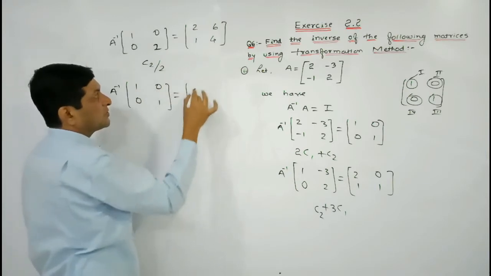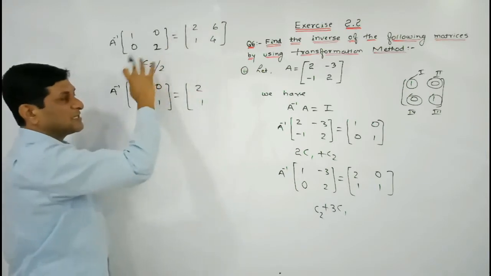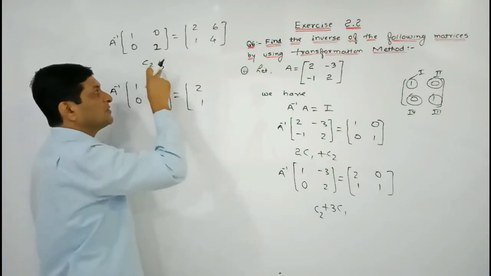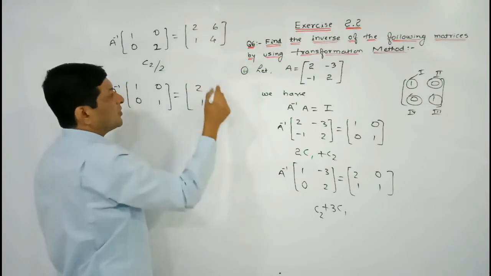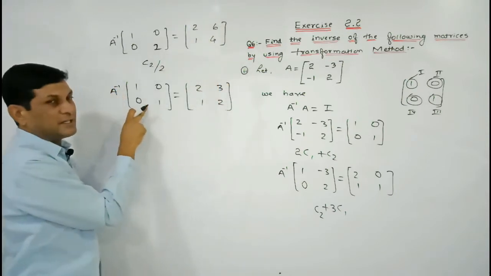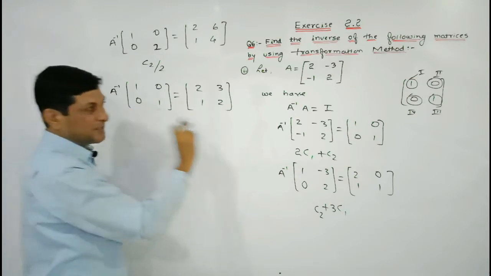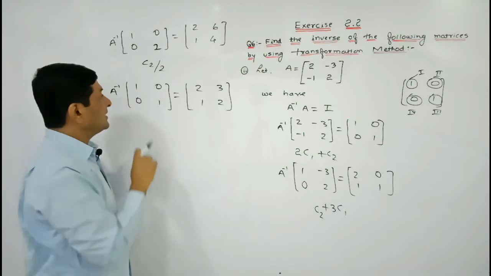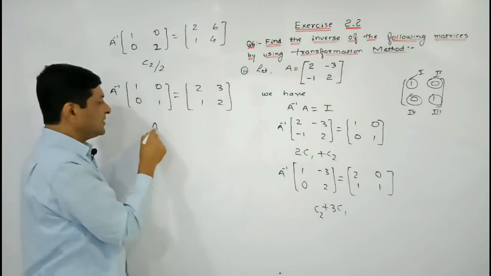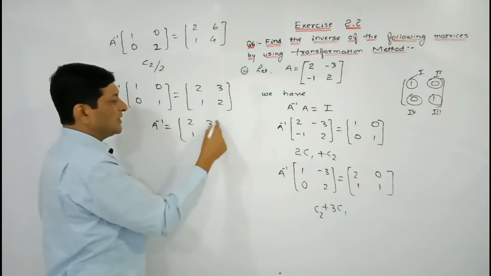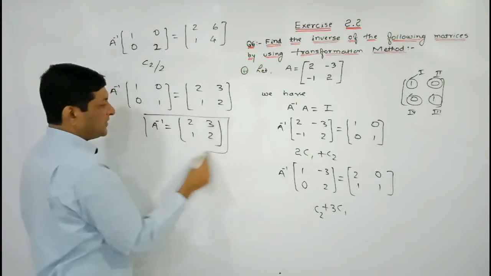Perform the same operation on this side. Keep the element of C1 as it is because there is no operation on C1, and we are dividing the element of C2 by 2. So divided by 2, what will we get? 3. Divided by 2, what will we get? 2 here. So we have converted this matrix into identity. Already the fourth step is 0, but we have already got 0 here. So now A inverse into identity will be equal to A inverse, and on this side what will we get? 2, 3, 1, 2, and this is the required value of A inverse.